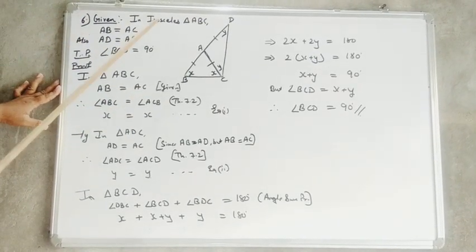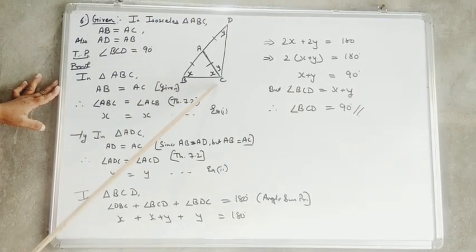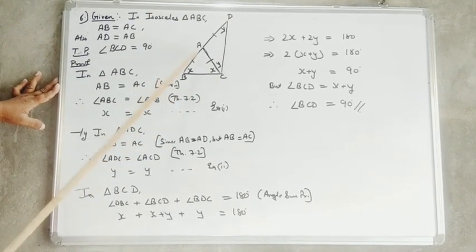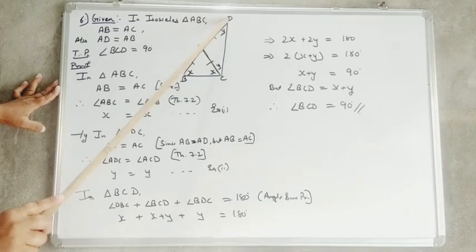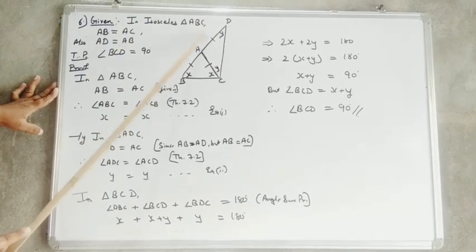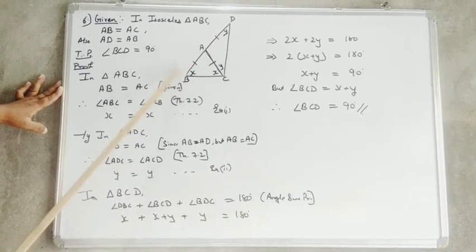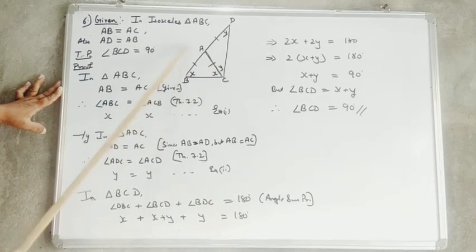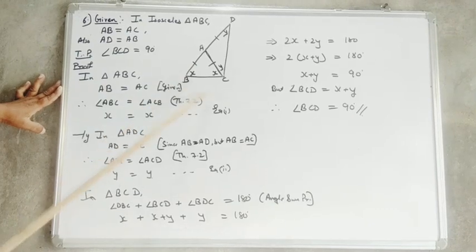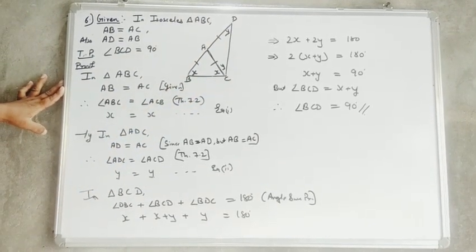So here what is given is isosceles triangle ABC, with AB and AC equal, and they have produced BA to D in such a way that BA and AD are both equal. Since BA is equal to AC, but BA is also equal to AD, that means AD is equal to AC. We have to prove angle BCD is equal to 90 degrees.